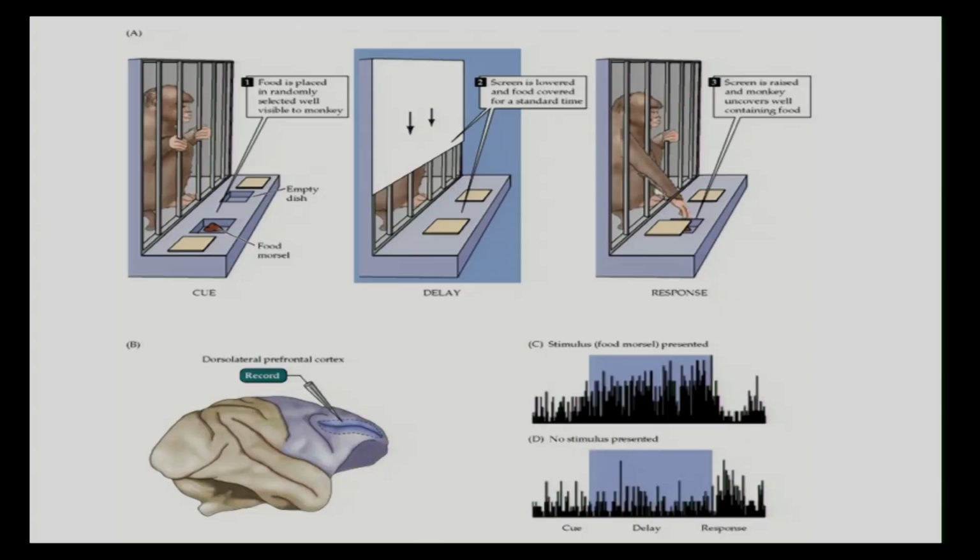This contrasts with the delayed response task, where there's lots and lots of interference. Animals cannot use relative familiarity of these two different boxes here to be able to solve the task. They have to use their working memory. Okay? So that's one of the points that I wanted to emphasize.